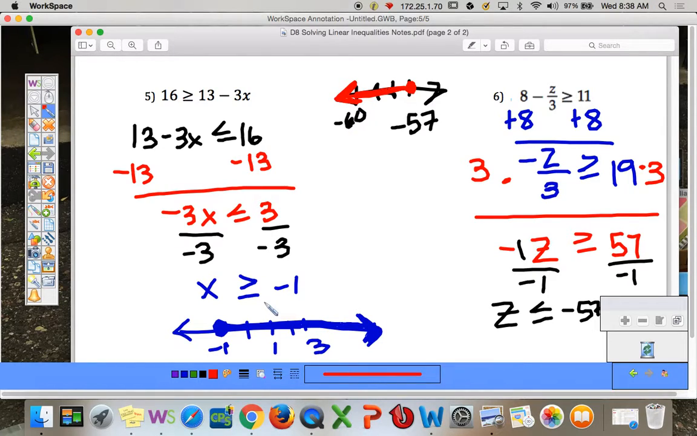So today we're going to practice this. So solving inequalities is just like solving equations. The only difference is if you multiply or divide by a negative, switch the direction of the inequality.